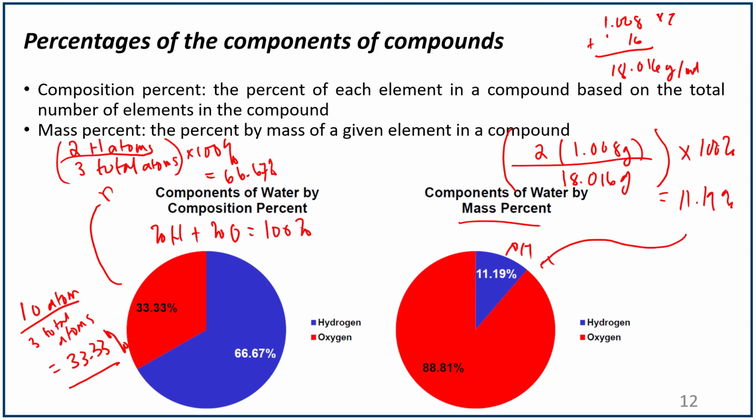Now again, for percent oxygen, we can just subtract 11.19 from 100, or we can do it the hard way and use the percent oxygen is equal to 16.00 grams, the molar mass of oxygen, divided by 18.016 grams, the molar mass of water. And here you get 88.81%.